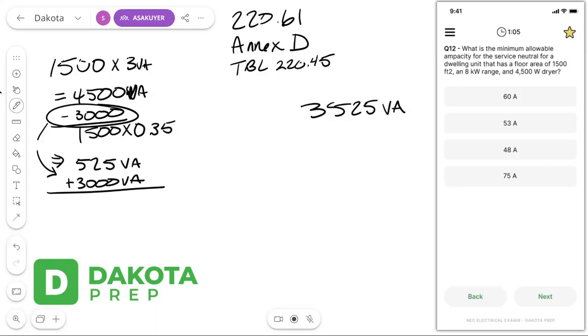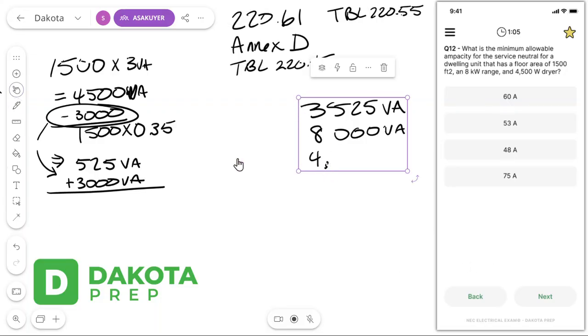Okay, well, we've got two other things that they mentioned. It says, hey, you got an 8 kW range and a 4,500 watt dryer. So we go look at table 220.55 for our range. It says, hey, you can always use column C. Well, column C says, yeah, 8 sounds good. We'll just stick with 8. So it doesn't let us derate at all. We're going to have to go with all 8,000 volt amps here. And then we have to add in 4,500 watts for our dryer.